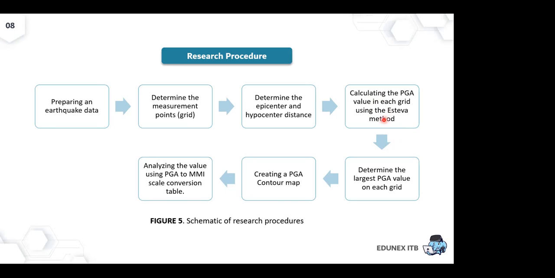Next, calculating the PGA value in each grid using the Esteva method, where the calculation is done using Microsoft Excel. And then determine the largest PGA value on each grid, and create a PGA contour map using the interpolation method in ArcGIS. And the last one is analyzing the PGA value using the PGA to MMI scale conversion table to determine the risk level of damage caused by an earthquake.